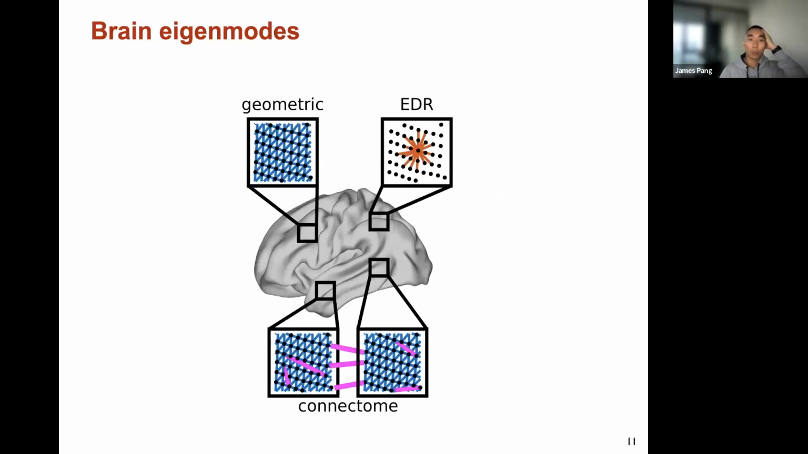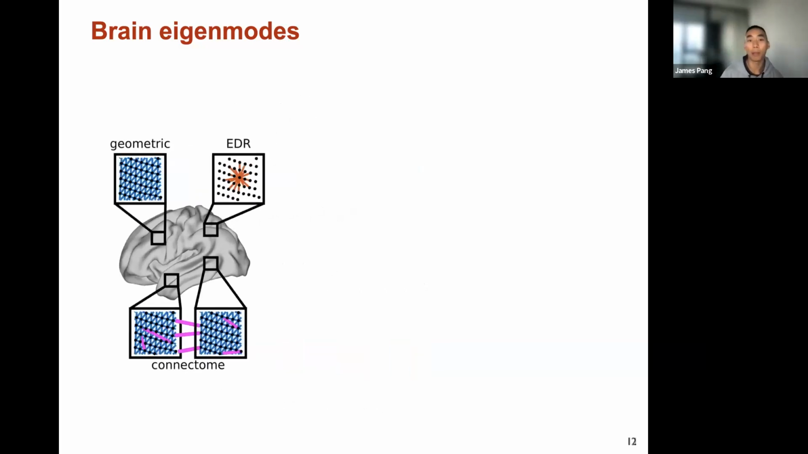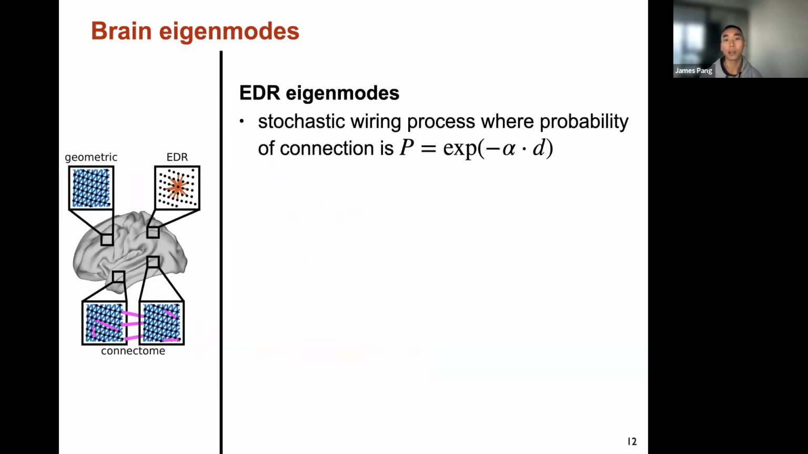So we calculated 3 different sets of brain eigenmodes. The first 2 will be the geometric and the connectome, but we also added 1 more, the EDR, the exponentially decaying rule connectome. Basically, here we create a synthetic network following a very, very stochastic wiring process with a probability that follows an exponentially decaying rule.